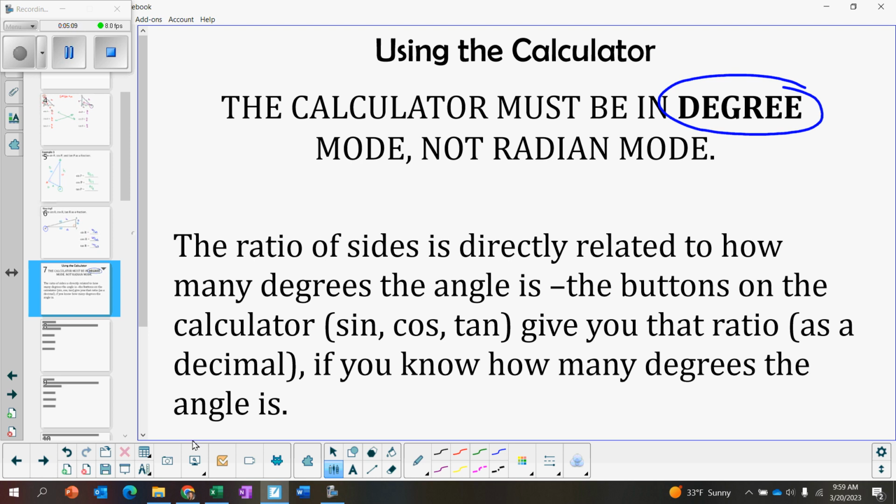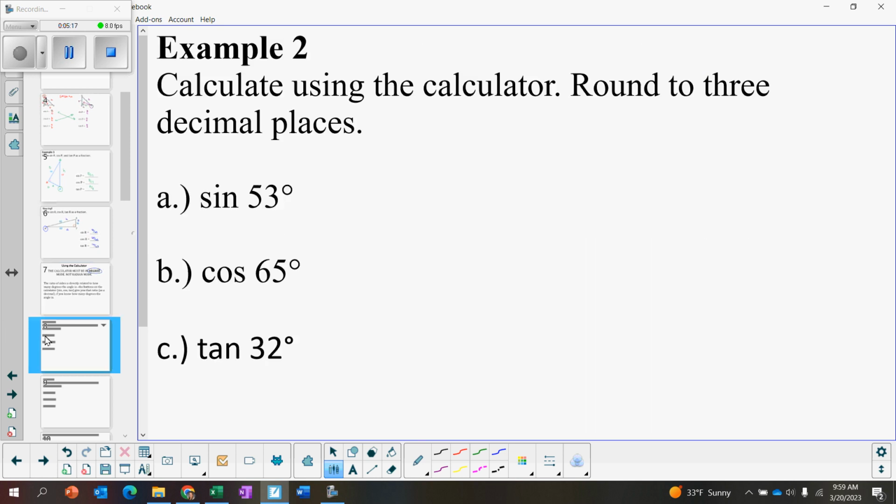But what it does is your calculator has whatever the sine, cosine, or tangent is of that angle stored as a decimal. So on our calculators, I would click the sine button and then 53 and hit enter. If I do that, we get 0.799. We do the same thing, cosine of 65. We should get 0.423. If I do tangent of 32, we get 0.625.